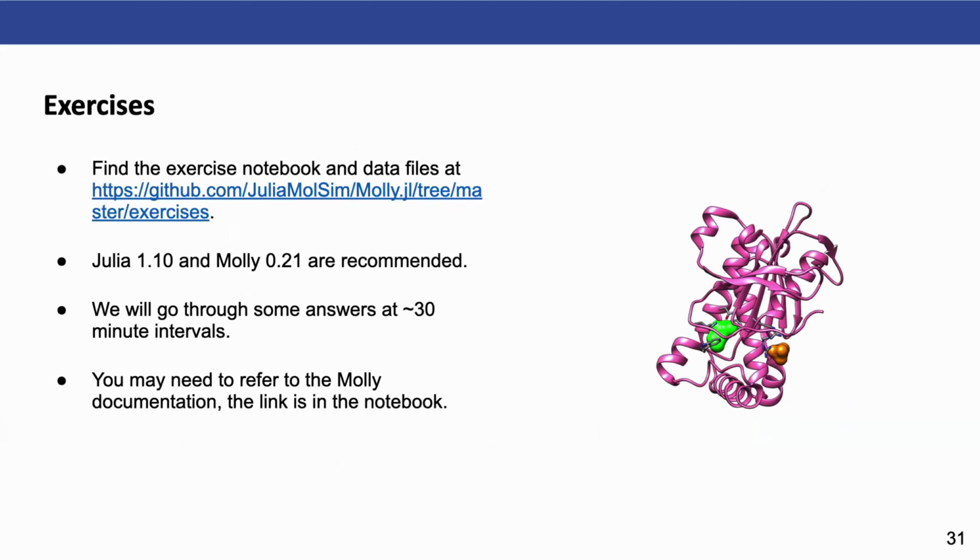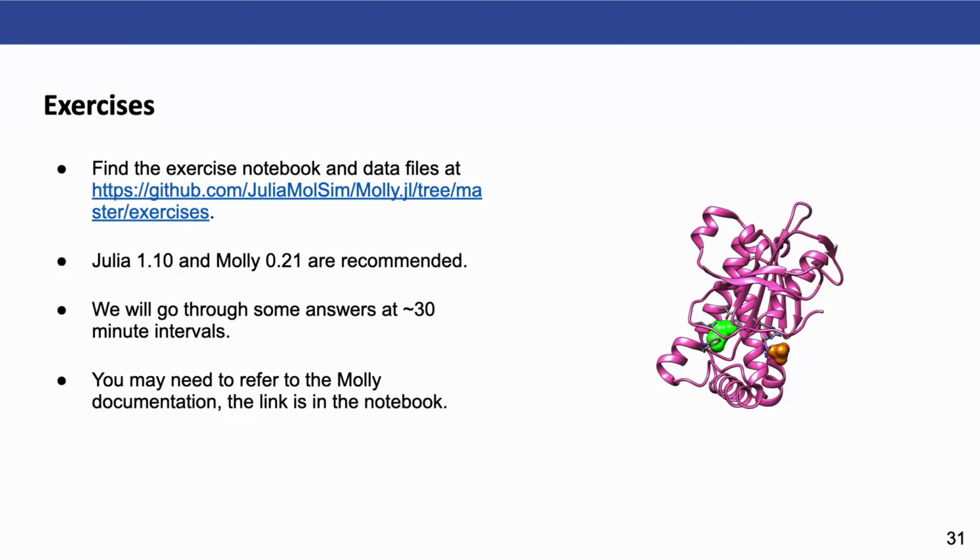Okay, so I'll just introduce the exercises, and then we can do any questions, and then we can get on with the exercises. They can be found on the Molly GitHub. You'll need the exercise notebook and the data files. Julia 1.10 or 1.11 should both be fine, not a problem. Ideally use Molly 0.21 though.